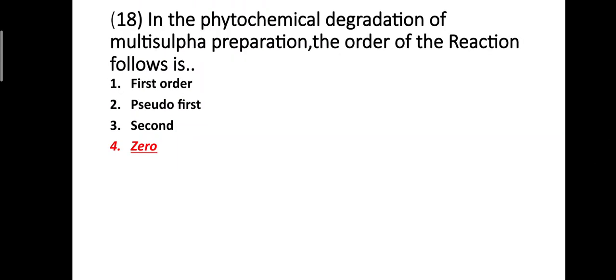Question number 18. In the photochemical degradation of multisulfur preparation, the order of the reaction follows is option first, first order; option second, pseudo first; option third, second order; and option fourth, zero. The correct answer is zero.